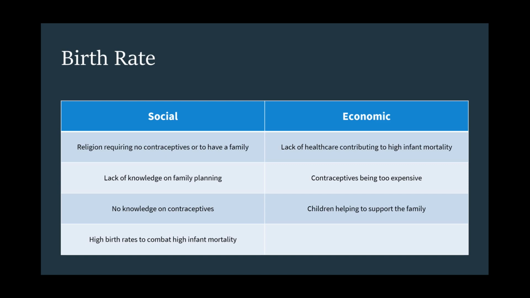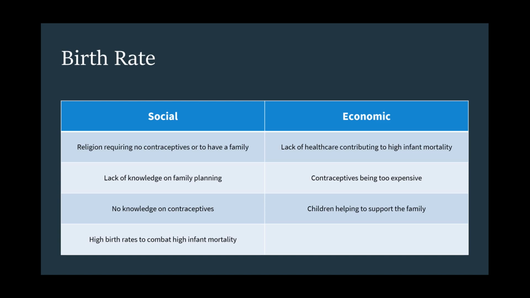Moving on to the economic reasons. So lack of healthcare contributing to the high infant mortality. Again, if the country's infrastructure is not set up to adequately help people who are giving birth, then that becomes an issue when they eventually have to give birth. Contraceptives being too expensive. If your citizens aren't making enough money to fund contraceptive options, then there'll be more things like unprotected sex, which will definitely then lead to having more children.